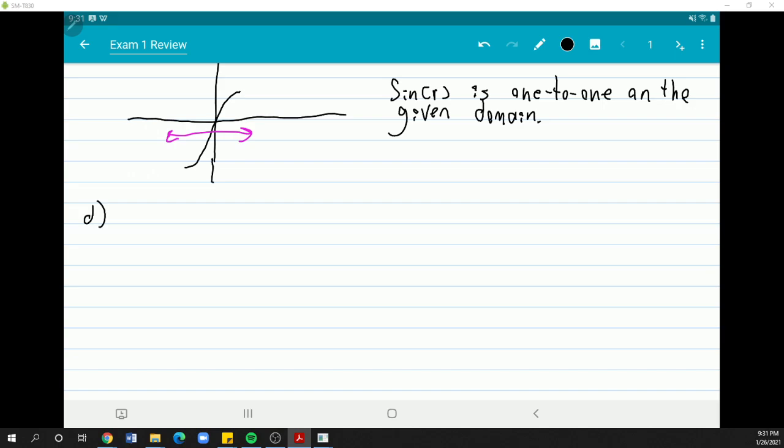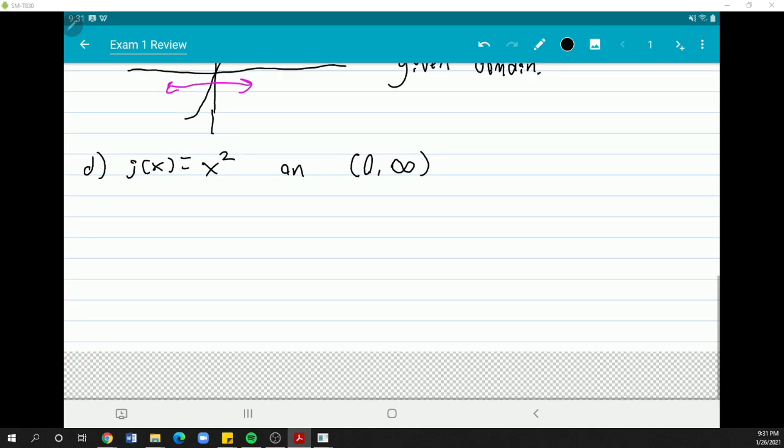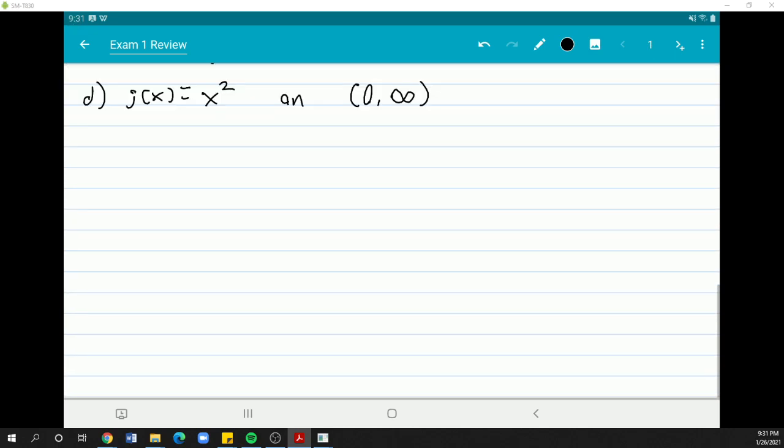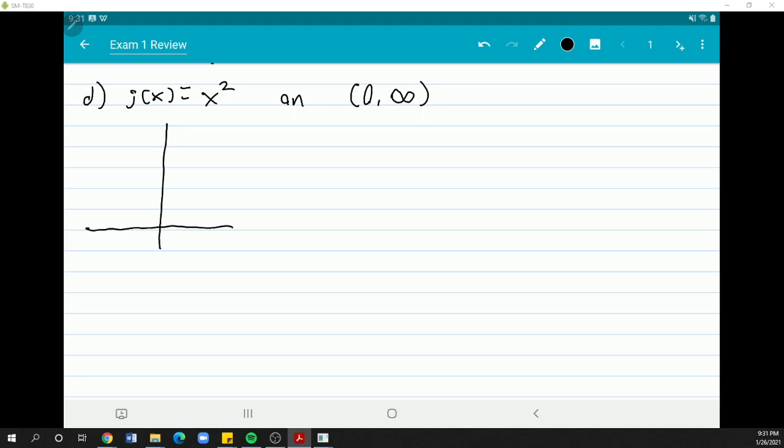And then d, j of x is equal to x squared on the open interval 0 to infinity. So we're going to have the same idea coming through. Now we can draw it. X squared. What's the big thing that changed? Now we're only allowed to plug in positive numbers, where before we could plug in anything we wanted. So there's an open circle here at 0. And now it looks like that.